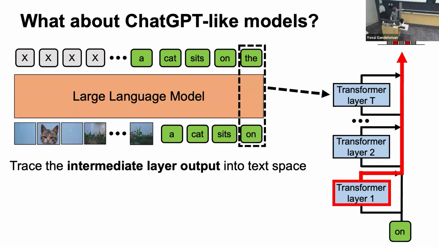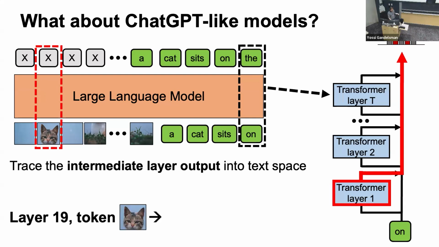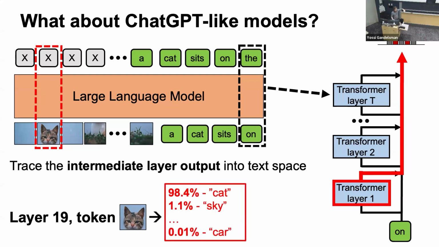Now, not only can we do it on the text parts, we can even apply the same technique on the image patches. Now, it should not work, right? It's not supposed to work because there's no supervision on that. But what's interesting is that it kind of works. So if you take layer 19 and this token of a cat, and just project it to the output, you will get with a high probability that there is a cat here.